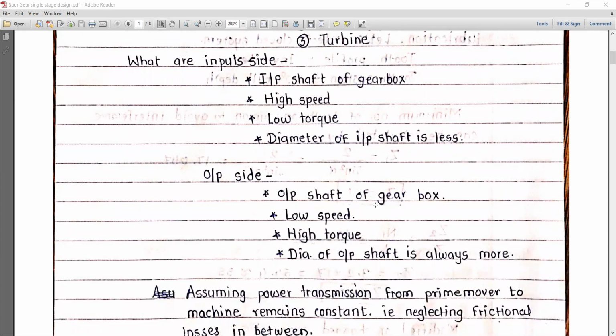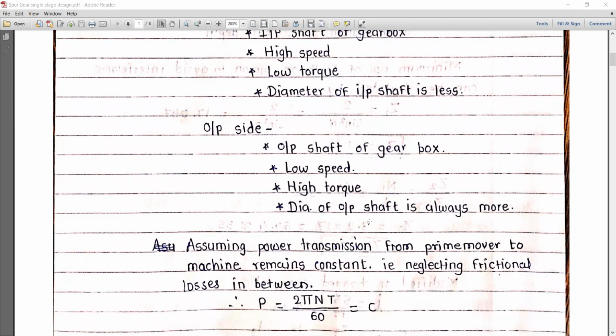As we know, the output shaft of the gearbox has low speed, because the machine or motor is rotating at 1400 RPM, and the output in a few cases should be 10 RPM, 100 RPM, 200 RPM. So in this context, the output is low speed, and the torque to be transmitted is high. Because of this, the diameter of the shaft is more.